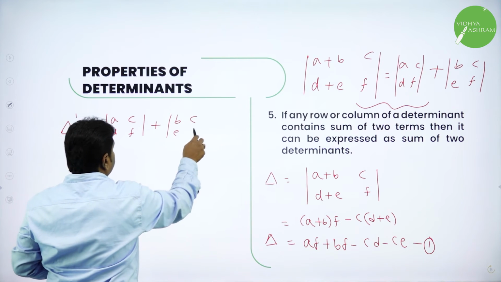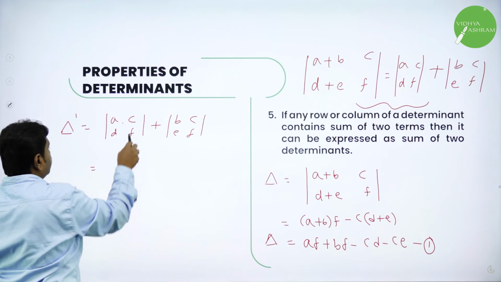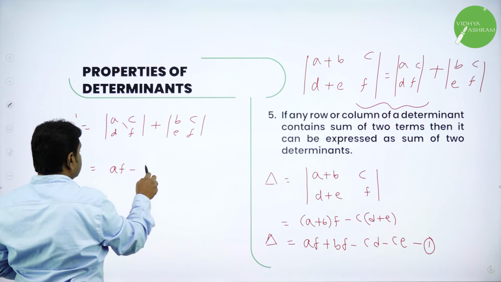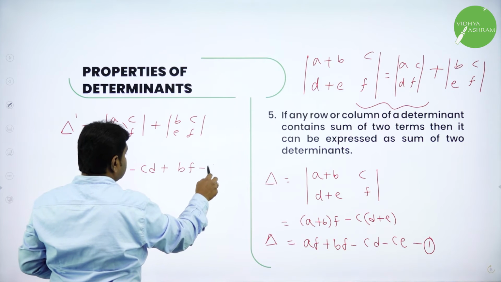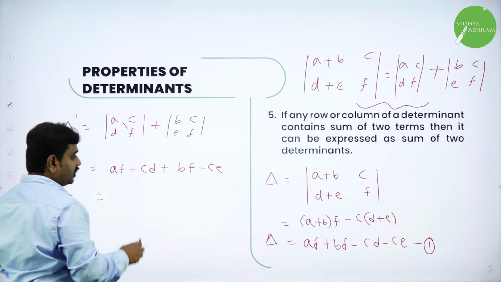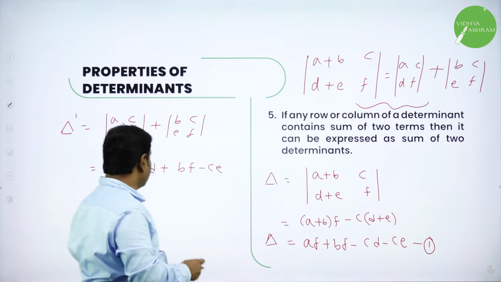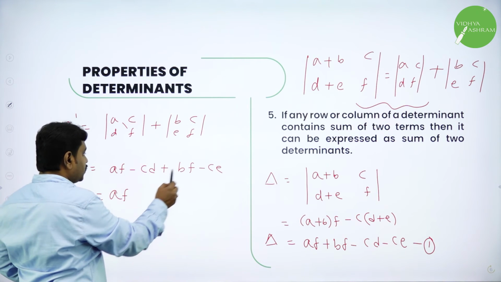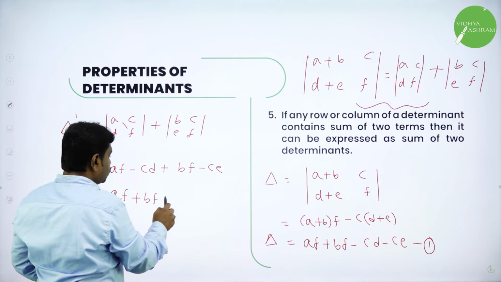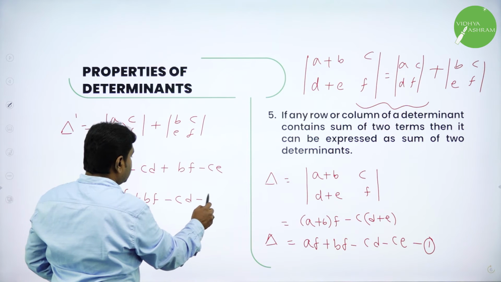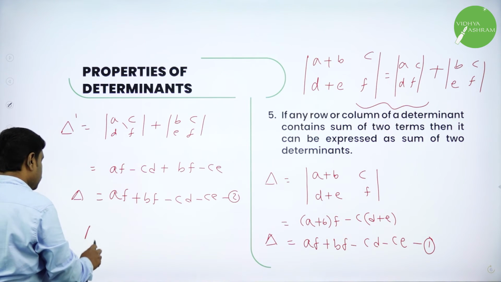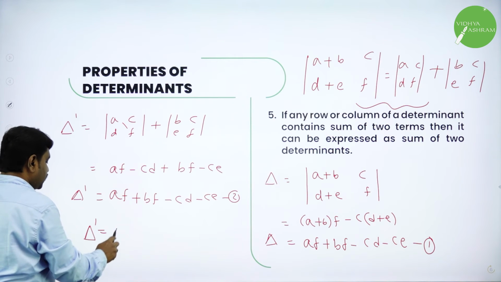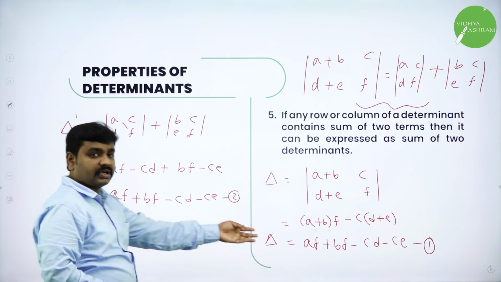BCEF. Now if we expand this, it will become AF minus CD plus BF minus CE. Now I'll rearrange accordingly. First term AF, then BF we need. So AF, then I'll write plus BF, then I'll write minus CD minus CE. You can see delta and delta dash are same. Delta dash is same as delta. Do you agree? You can observe equations.